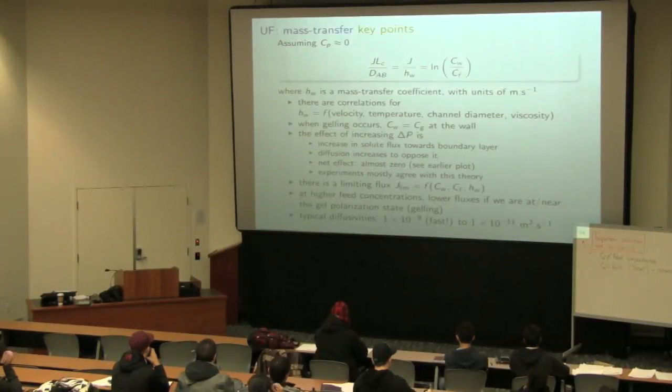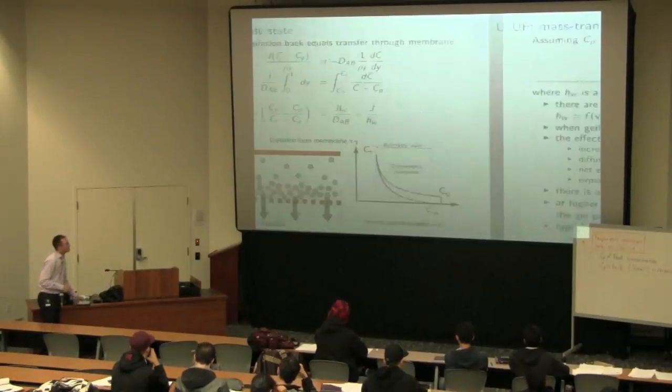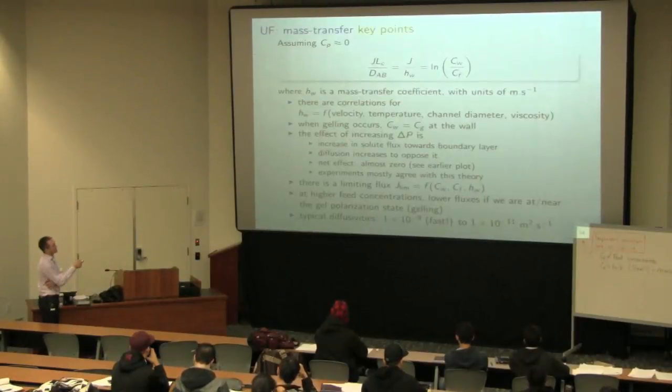We get this functional form that the flux J is equal to the log of the wall concentration divided by the retentate concentration, multiplied by the mass transfer coefficient HW. So that relationship over there is the important part: there's a logarithmic relationship between these concentrations and the flux. So let's just quickly come back to this previous slide. Take this equation here in mind: it's the log of the wall concentration divided by the bulk concentration.